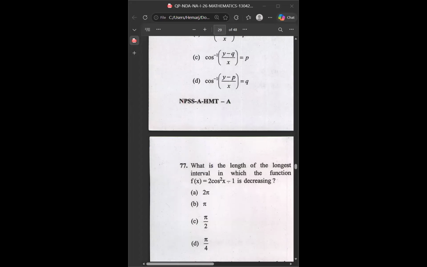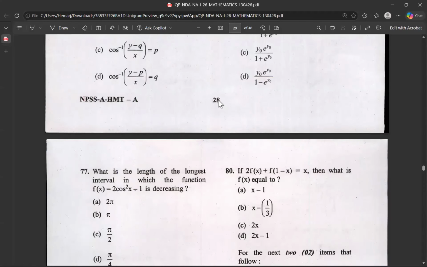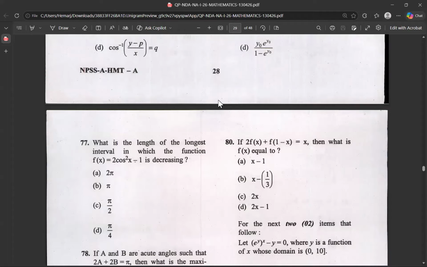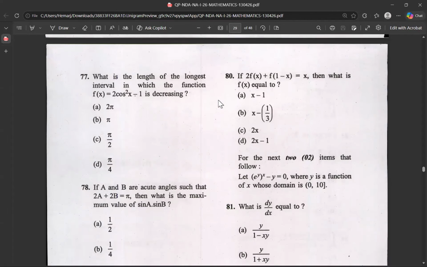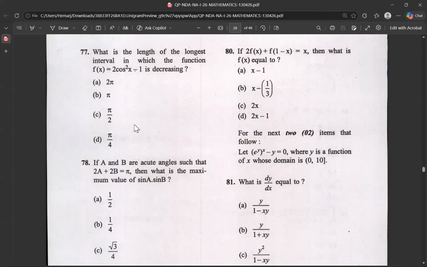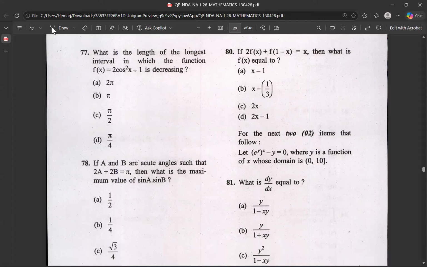Today we are going to continue the previous series where we are solving the previous year question papers. We have taken the most recent paper, ND1 2026, and started the calculus part. If I'm not wrong, we have done questions 71 until 80. So now we will continue from question 81.